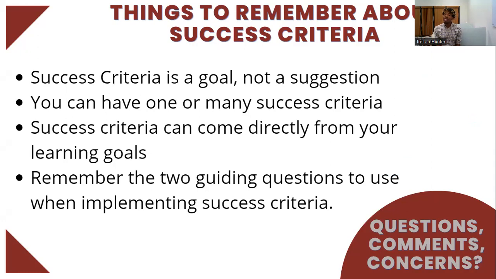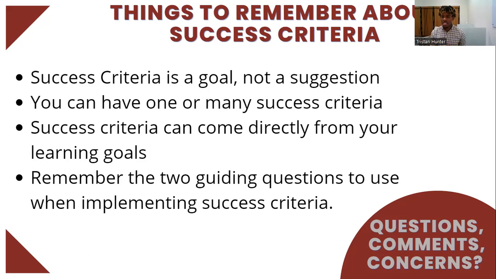The other thing to remember is that you can have one or many success criteria. So there have been cases in class where I've only had one item listed under my success criteria. And sometimes that item was something as simple as answers need to be written in complete sentences. But in other cases, there were multiple pieces of success criteria. You saw my blog post example. In some cases, it requires you to have more than just one bullet point, but in other cases, it's okay to have just one. And also remember, success criteria can come directly from your learning goals.